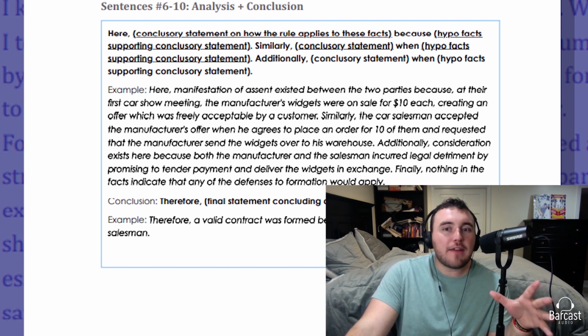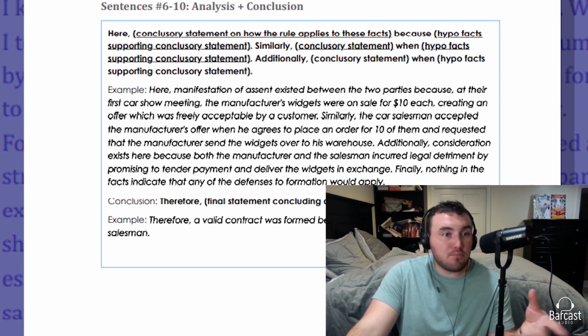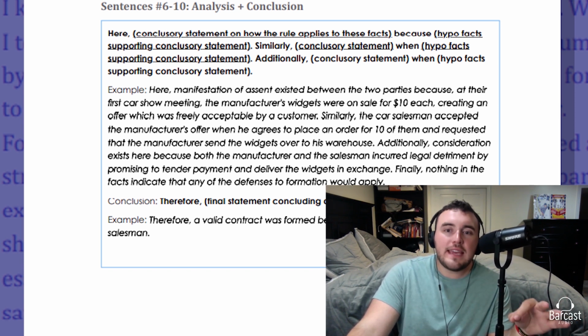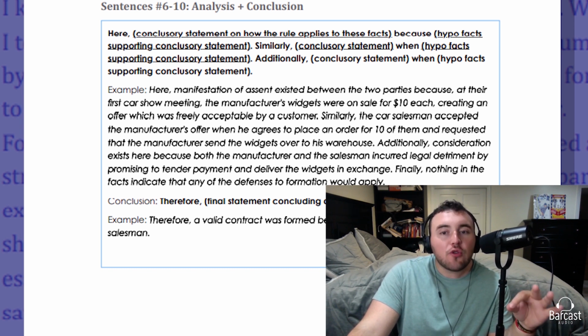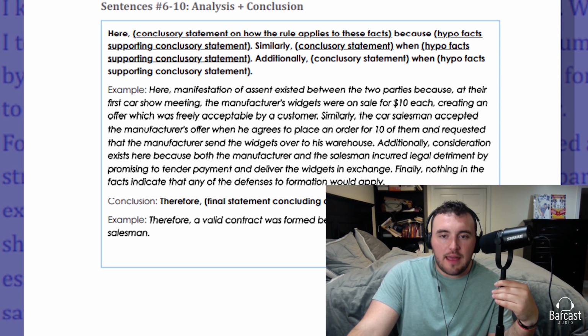So let's see how that first sentence would apply in practice. So I have listed here, manifestation of assent existed between the two parties because at their first car show, the manufacturer's widgets were on sale for $10 each, creating an offer which was freely acceptable by a customer. Okay, so here, we have the broad statement, manifestation of assent existed between the two parties. That's our broad conclusory statement.